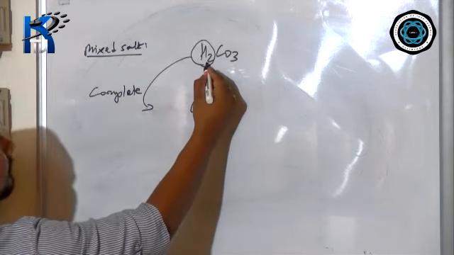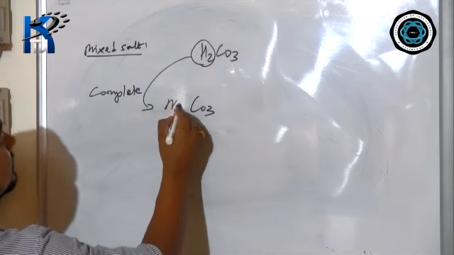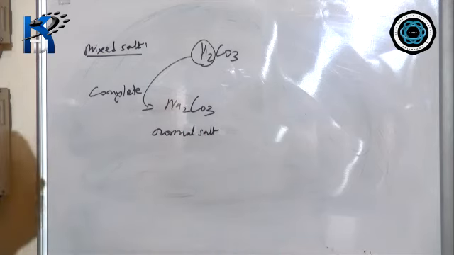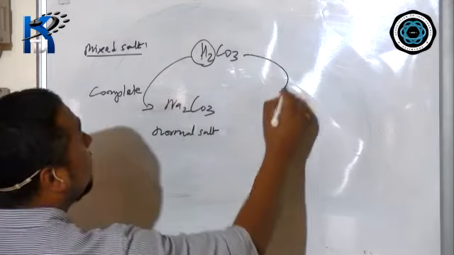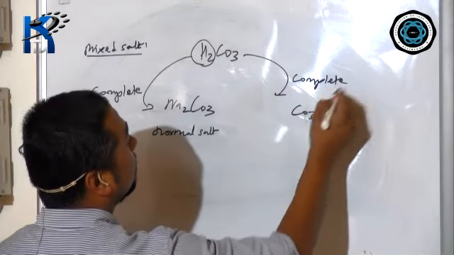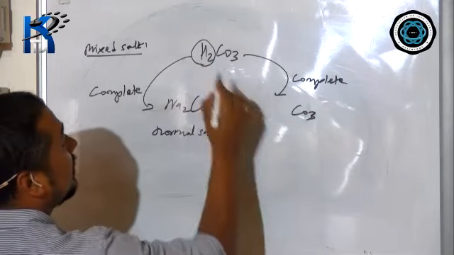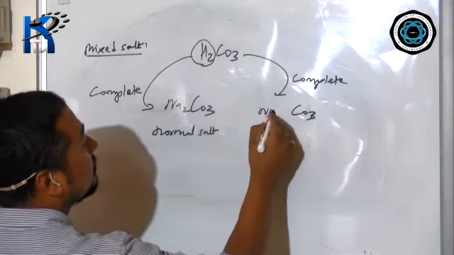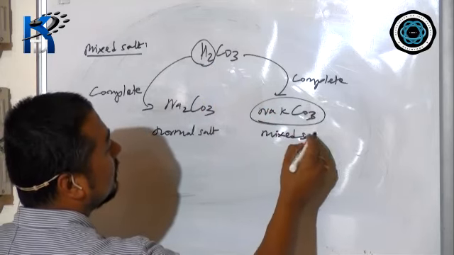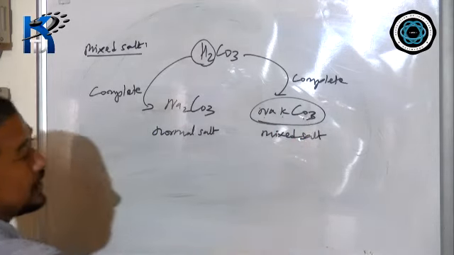But when you replace both the hydrogen of an acid by the same metal, like sodium, that will give rise to normal salt. That will give rise to which salt? Normal salt. But if I do the complete replacement again of carbonic acid hydrogen with 2 different metals, I am replacing one hydrogen with sodium, the other hydrogen with potassium, then this will give you mixed salt. And the name will be sodium potassium carbonate.